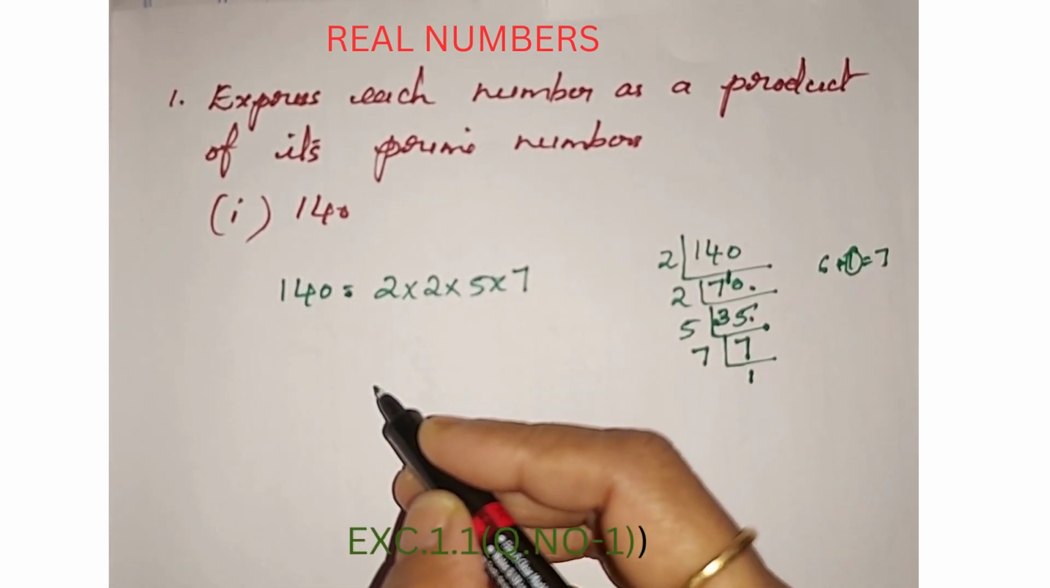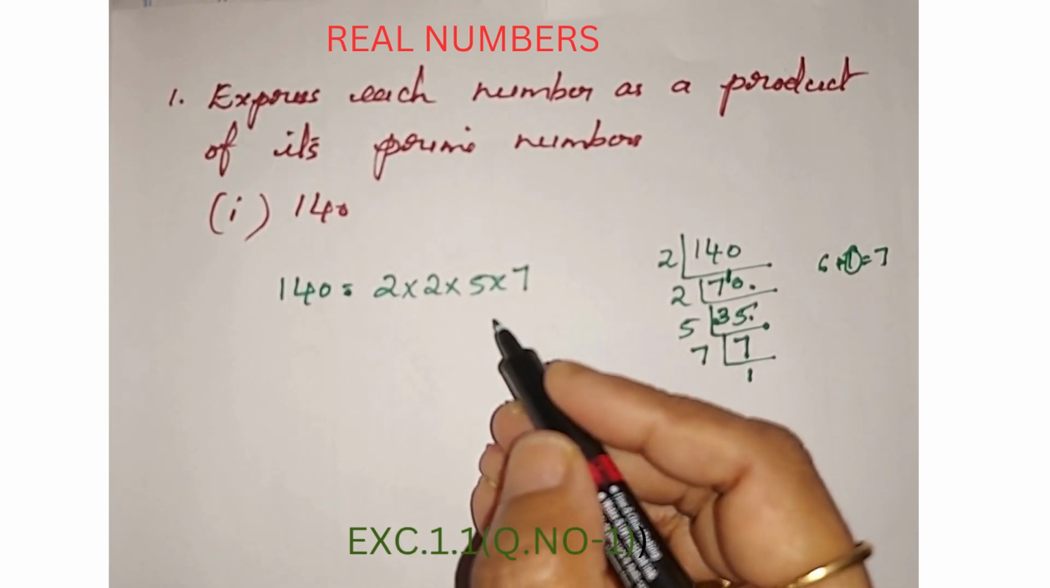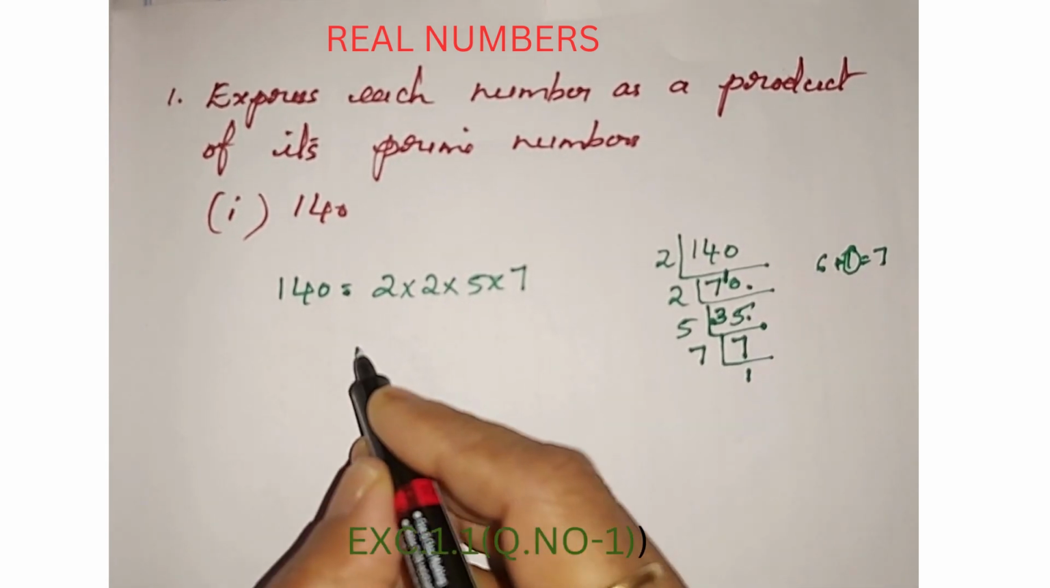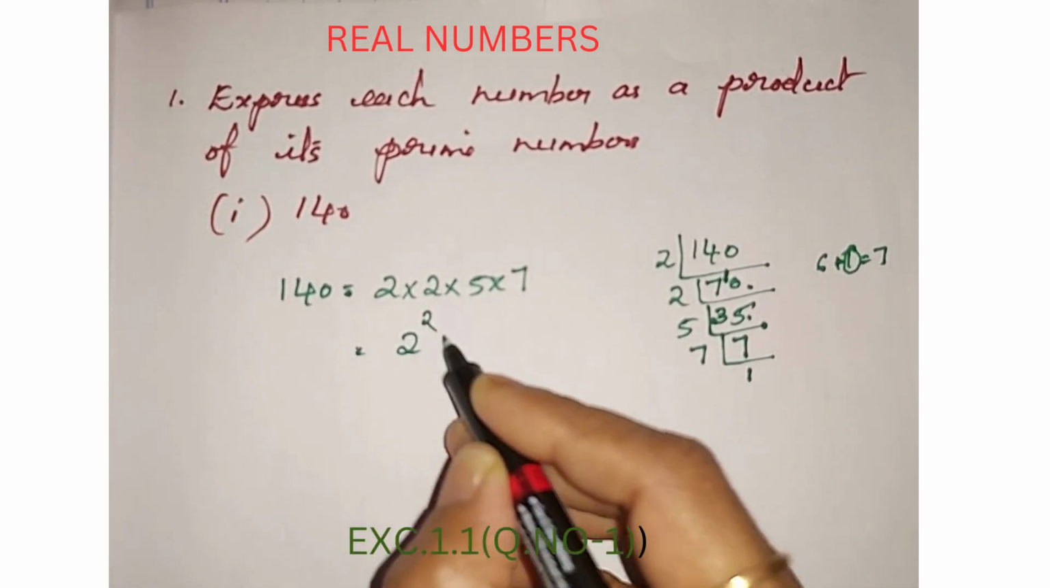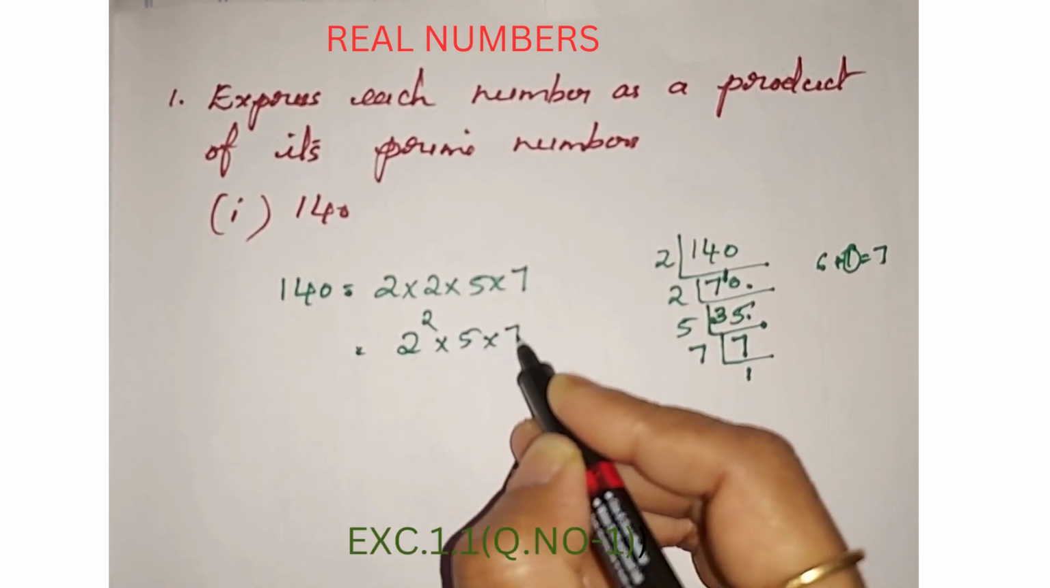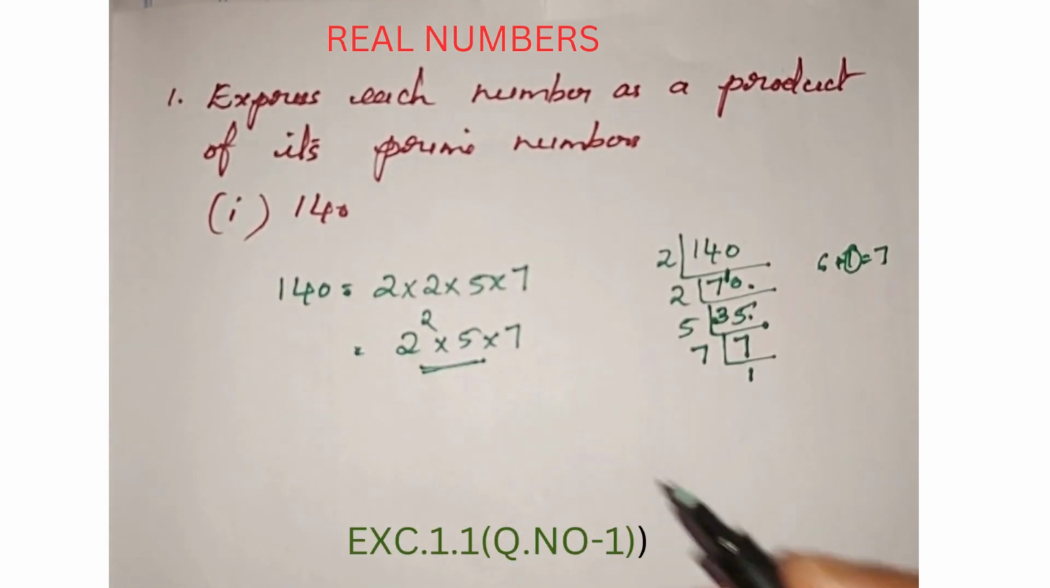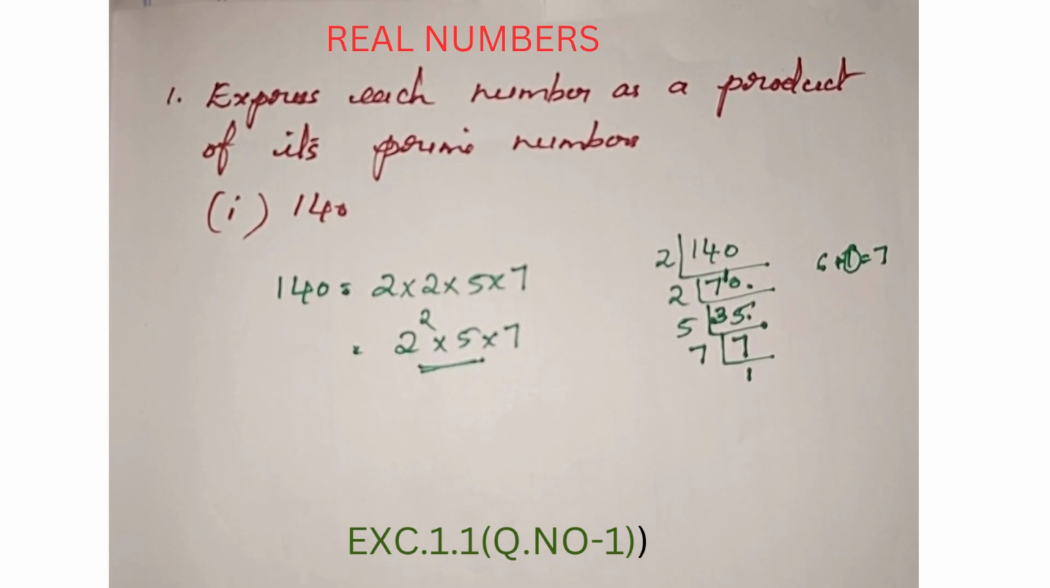That means we have learned the fundamental theorem of arithmetic, right? The fundamental theorem of arithmetic says that every composite number can be factorized as a product of primes, right? So this 140 we have factorized as a product of primes. That is equal to 2 square into 5 into 7. Okay, so 140 we can write as 2 square into 5 into 7. Now we'll see the next question.